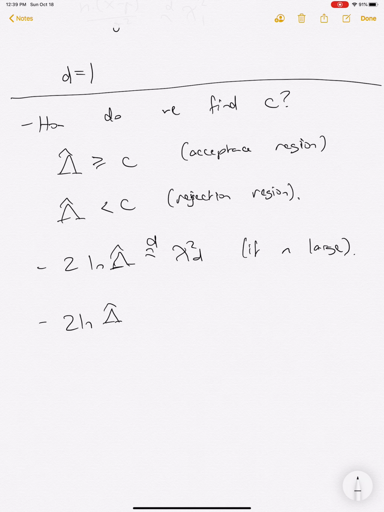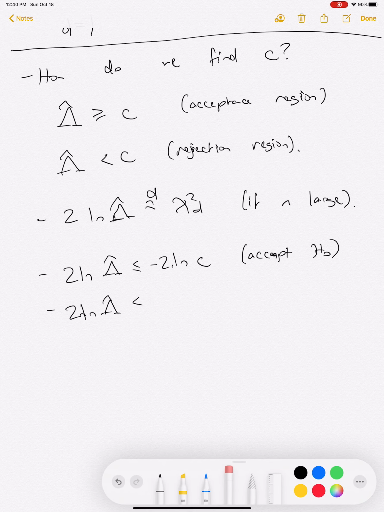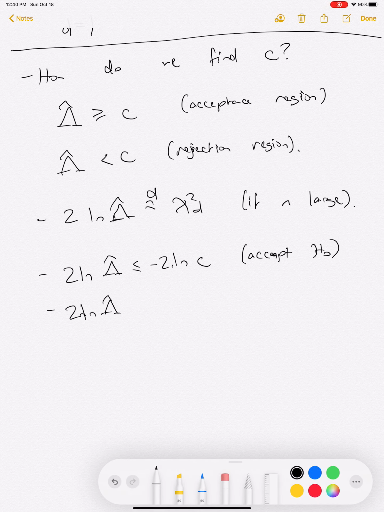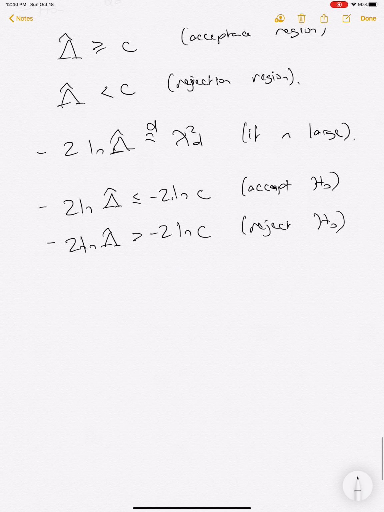Okay, so clearly then we're saying that if negative 2 ln gamma hat is less than or equal to negative 2 ln c, then you accept H naught, and you flip the sign because it's a negative now. Negative 2 times ln of gamma hat is now going to be bigger than negative 2 ln of c, and you reject H naught.